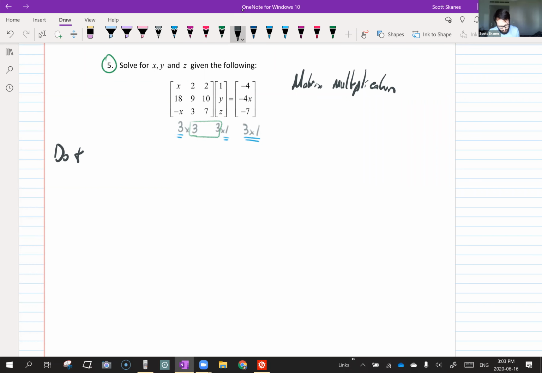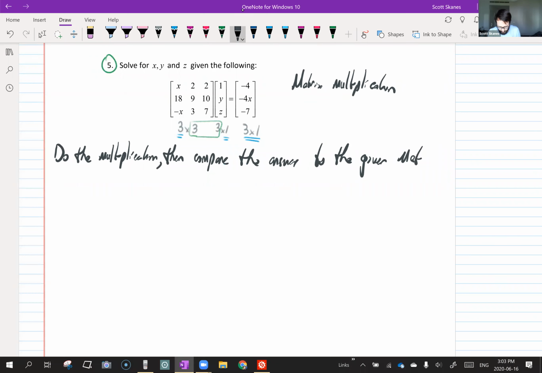So it says do the multiplication, then compare your answer to the given matrix. By the given matrix, I mean you're given this matrix, and we're going to compare our answer to that. Okay, so let's do that.